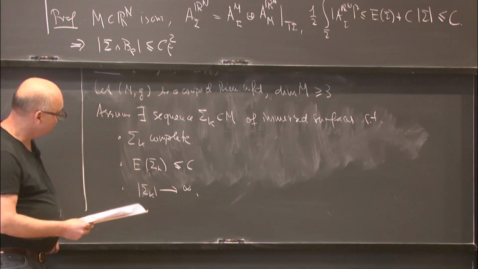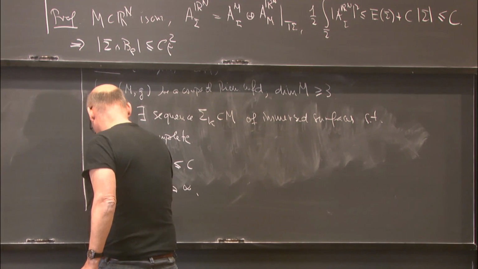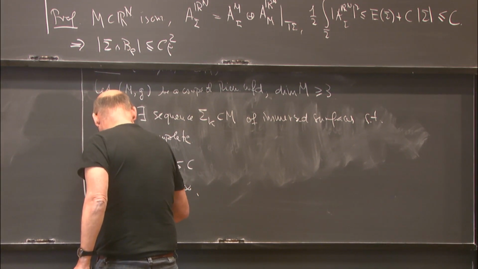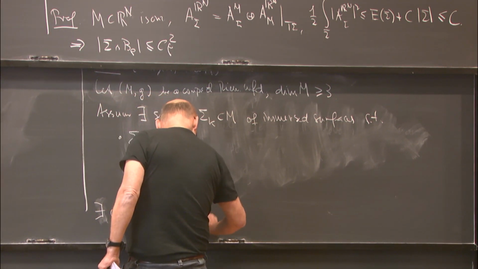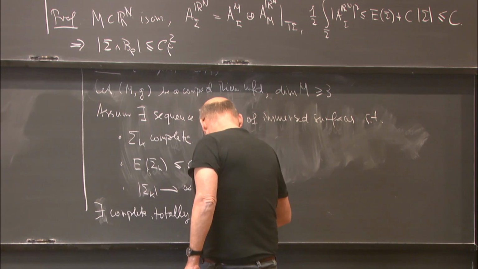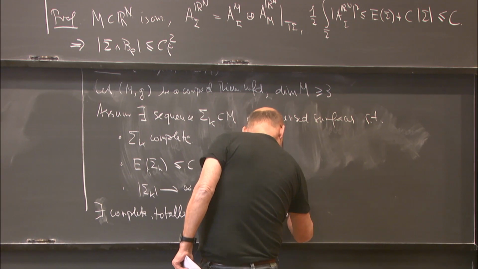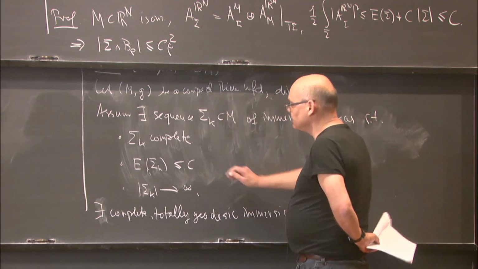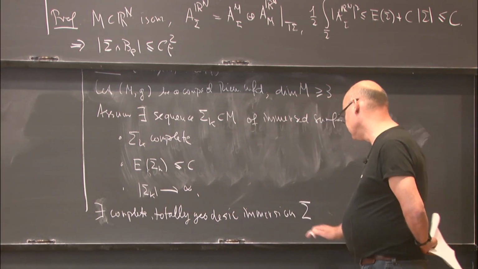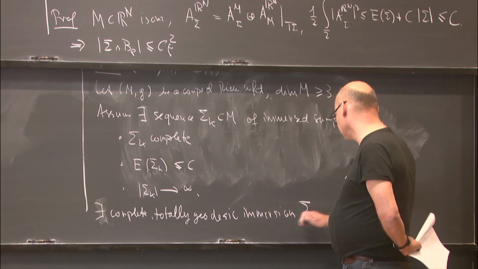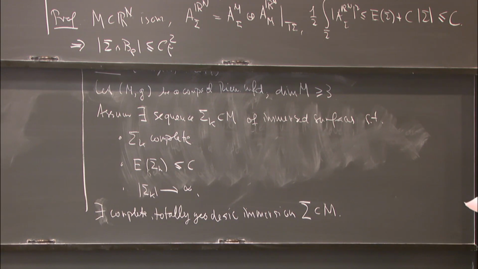And then we prove that there exists a complete, totally geodesic immersion Sigma in M. Here there's no assumption about the topological type of the Sigma_k, so this can be anything. So there exists a complete, totally geodesic immersion Sigma in M. This is the conclusion.